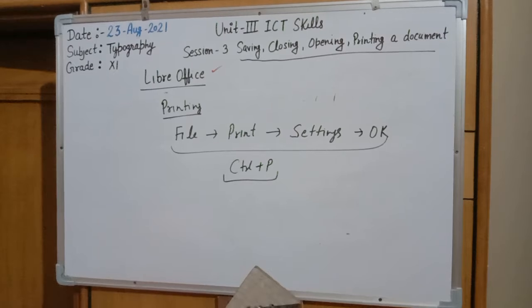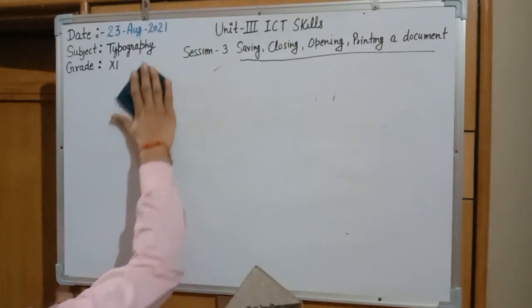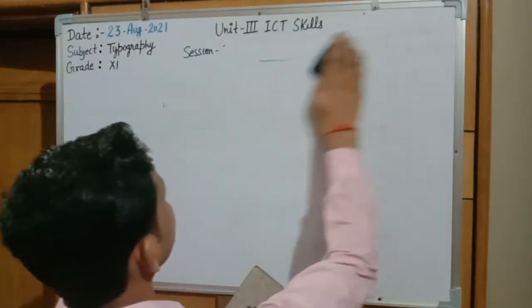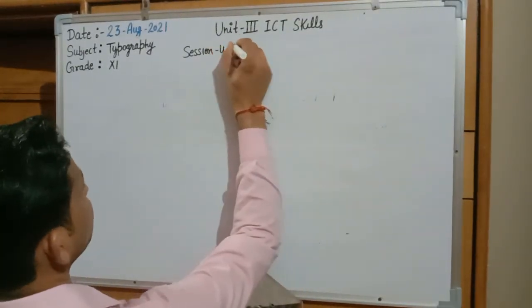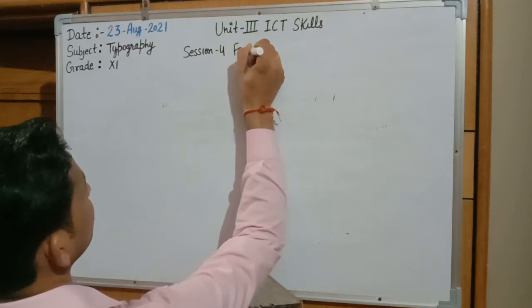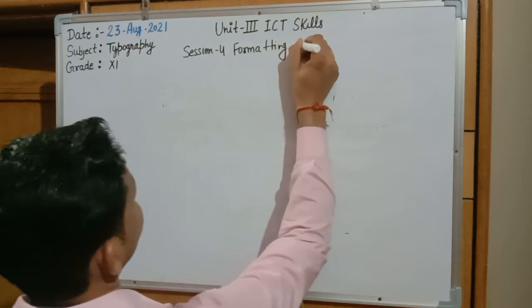The next topic that is covered in session 4 is formatting text in a Word document. How to format a text in a Word document. Formatting means editing in a text. How to do editing in a text, how to do changes in a text. So session 4 is formatting in a text.